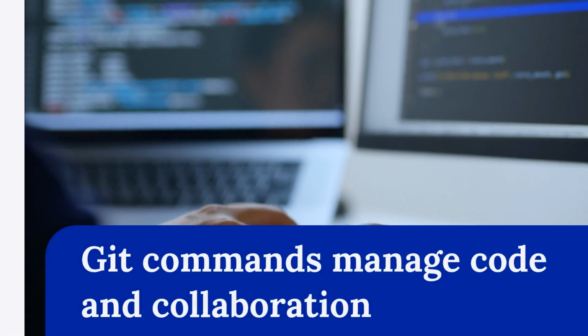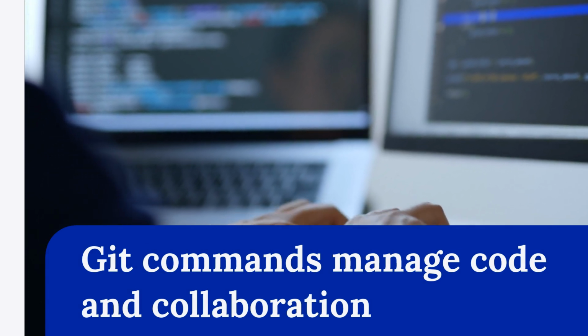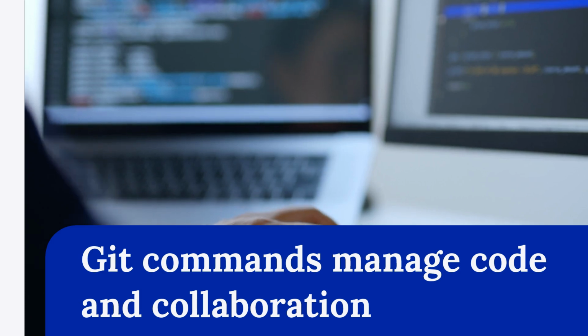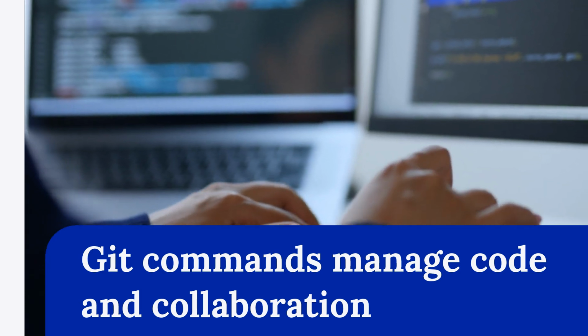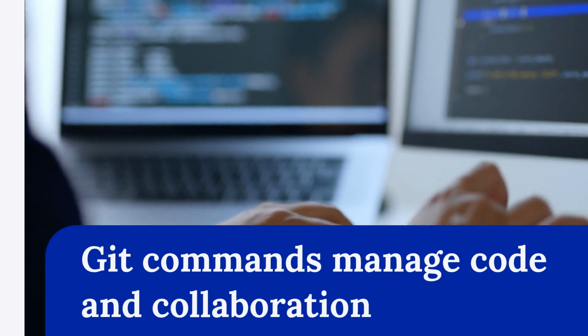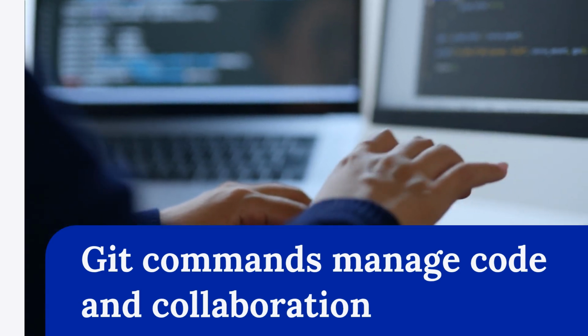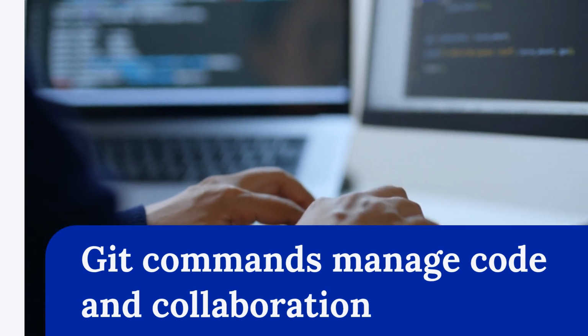Git commands manage code changes and collaboration. Use git add to stage changes for commit. Git commit records changes in the repository. Git push uploads local changes to a remote repository. Git pull fetches and merges remote changes. Git checkout switches branches or restores files.